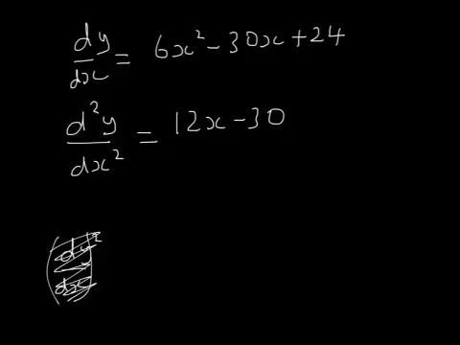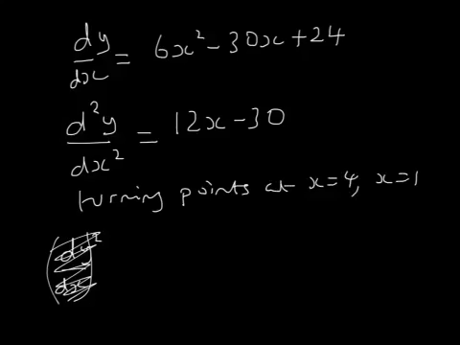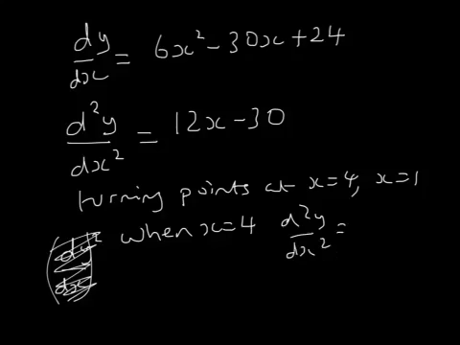So where were our two turning points? Our turning points were when x equals 4 and x equals 1. So when x equals 4, d2y by dx squared is 48 minus 30, which is 18. So that means that dy by dx is an increasing function at that point, because that is positive. So therefore at 4 and what was it, 4, minus 10, the graph is a minimum.